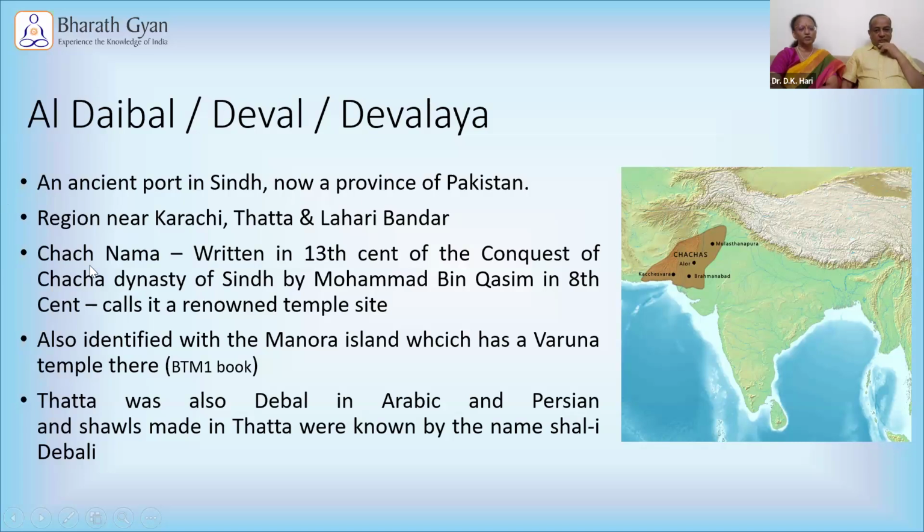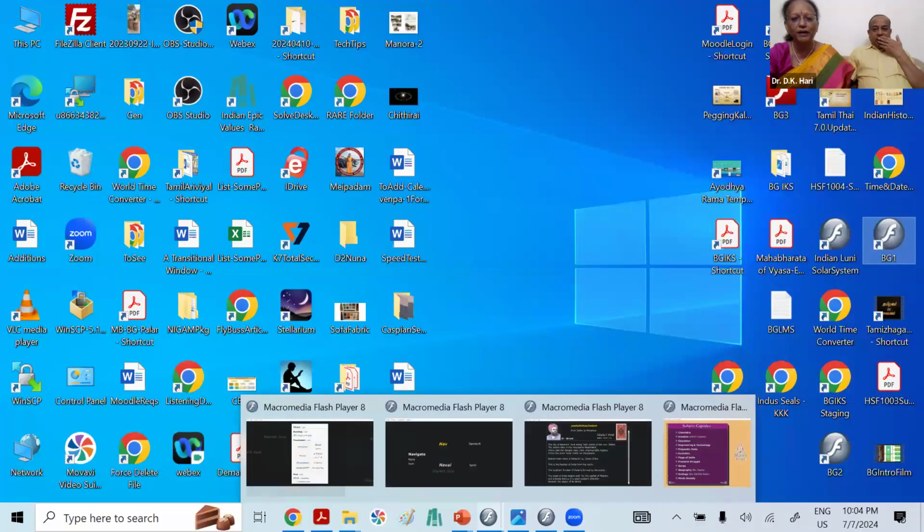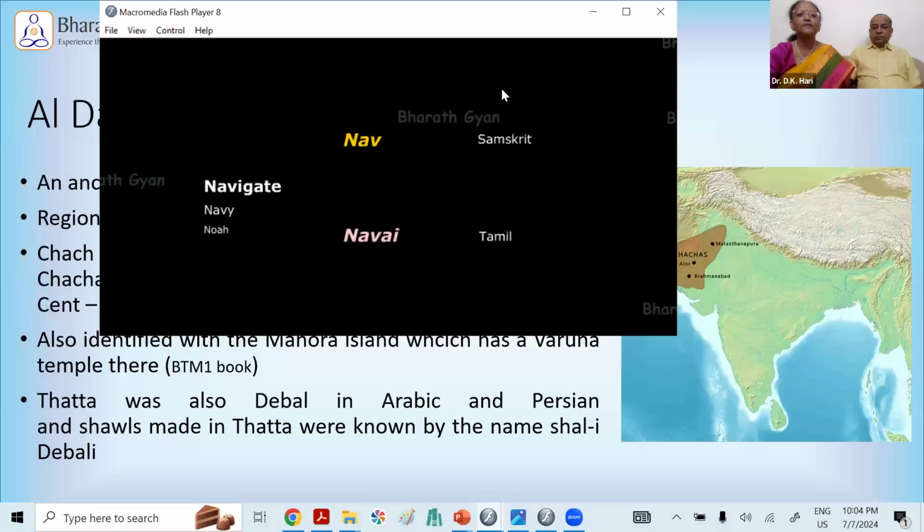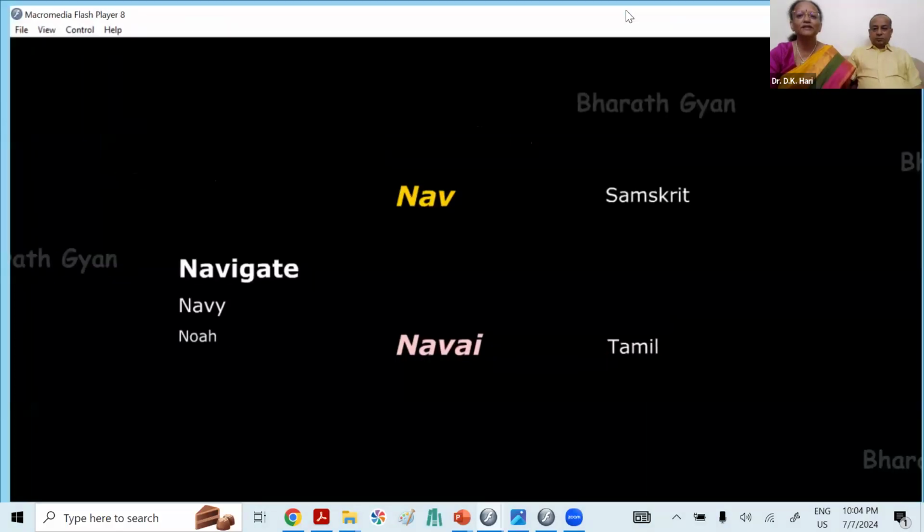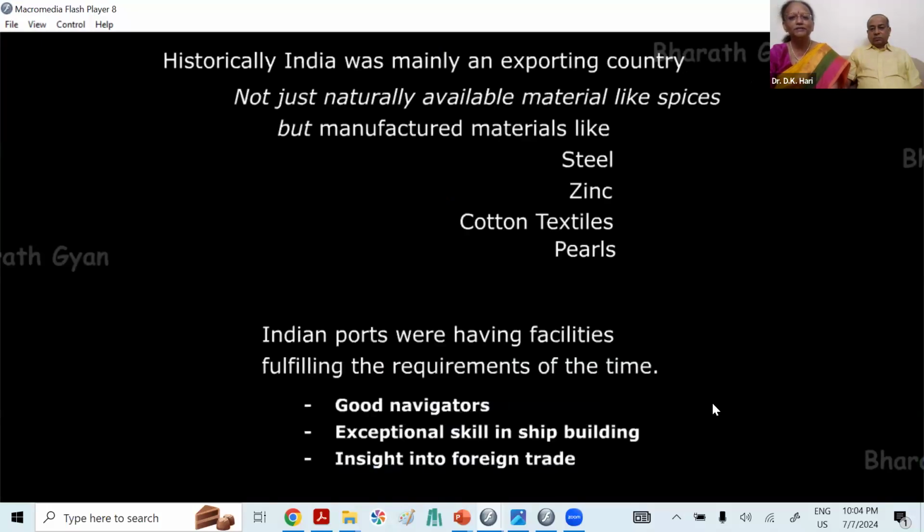And it was the region of the Chacha dynasty of the Sindh region. And if you look at this particular region, it is identified with an island called Manora Island. And Manora Island exists even today. And do you know what exists on that Manora Island? You have the old ancient temple of Varuna, the divinity Varuna Dev. And this Varuna Dev and this temple of Manora, we'll see where exactly it is and what this temple of Manora is.